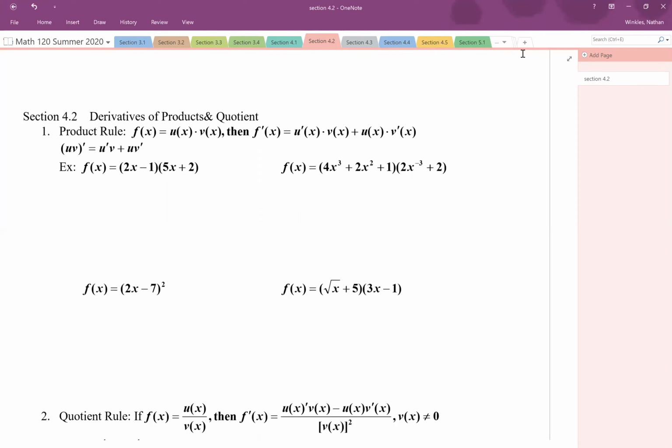Before we talked about that, we had nothing about division with an x in the numerator, x in the denominator. We had nothing for products. Well, now in this section we're going to talk about both of those: derivatives of products and quotients. So the first thing we're going to talk about is the product rule.